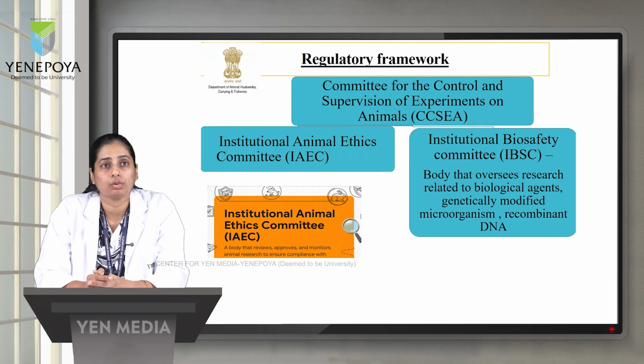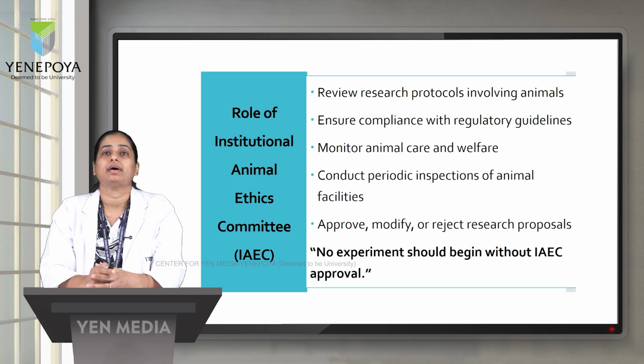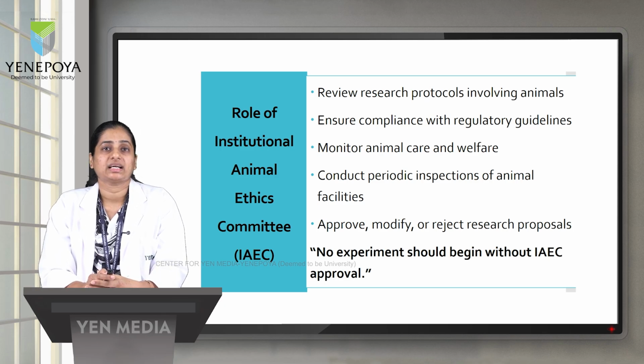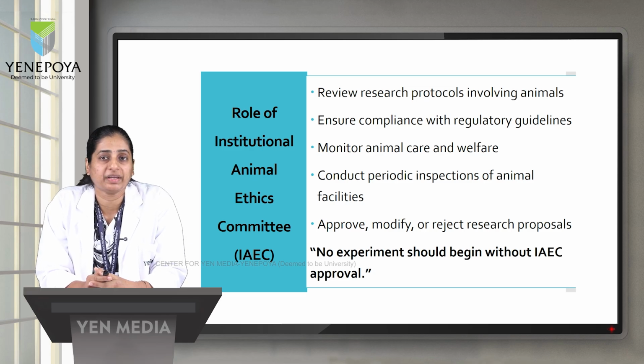Now we'll look into the role of the institutional animal ethics committee. They review research protocols involving animals. They ensure compliance with the regulatory guidelines. They also monitor animal care and welfare. They conduct periodic inspection of the animal facilities. They approve, modify or reject the research proposals which don't comply with the CCSEA regulations and with the 3 R's plus the 2 R's principle. No experiment should begin without the approval of IAEC.